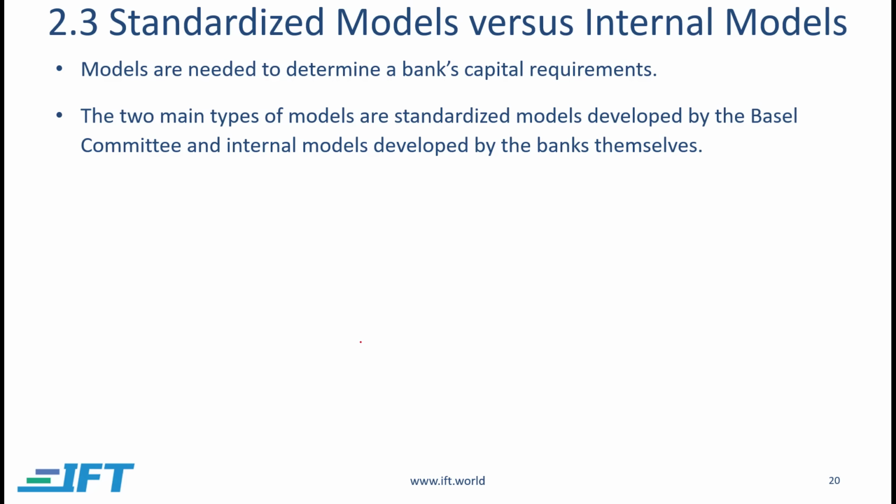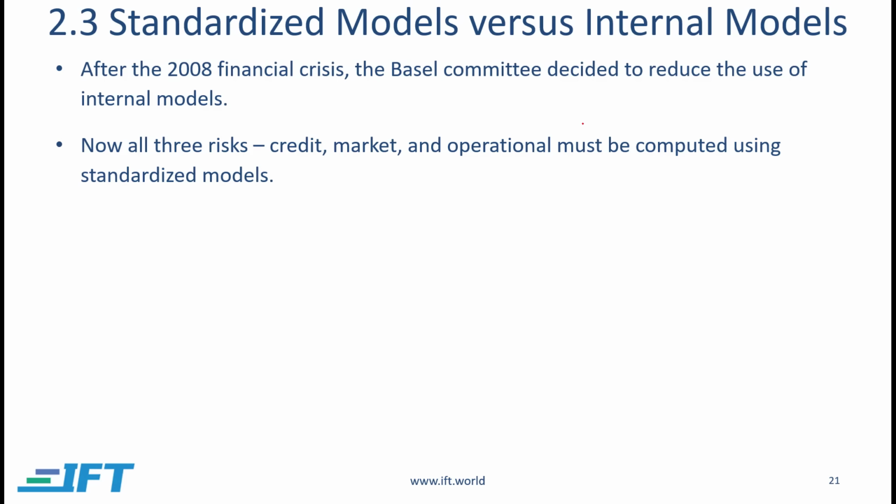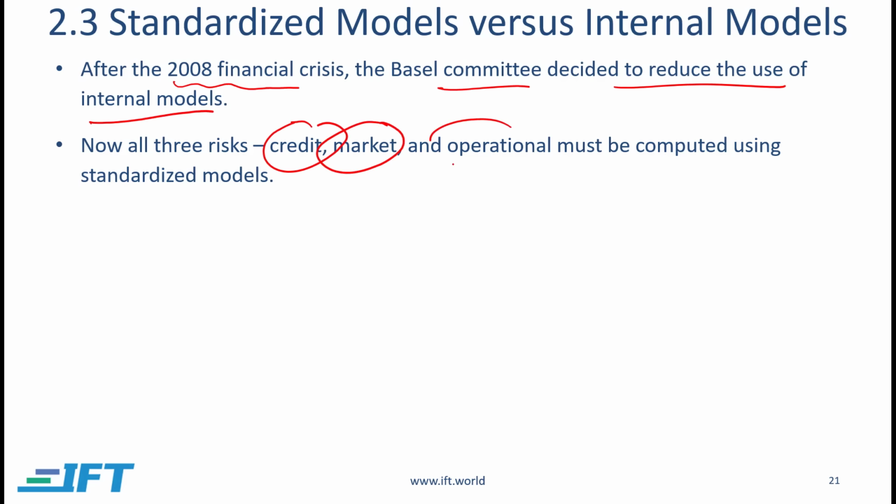So, initially, what the Basel Committee allowed was that you could use your own models, but now, after facing so many issues, there are now standardized models which need to be used, right? And especially after the 2008 financial crisis, the Basel Committee decided to reduce the use of internal models, and now all three risks, which is credit, market, and operational risk, must be computed using standardized models.